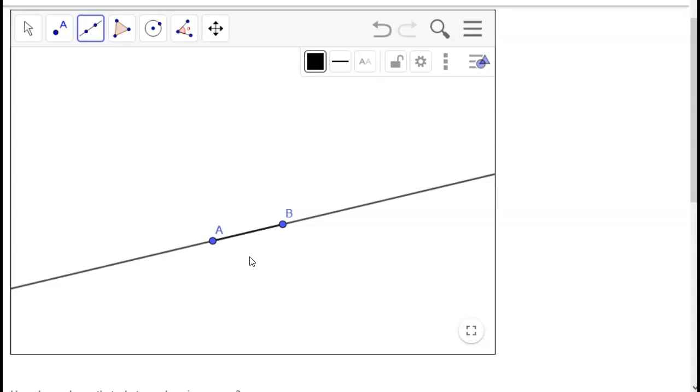Now, a square has 4 perpendicular sides, which means it has 4 90-degree angles, and all of those sides have to be congruent. So if we want one of our corners to be at A and one of our corners to be at B, then we need the other side to be perpendicular at the point of A. So what we're going to do first is create a circle centered at A with radius of AB.